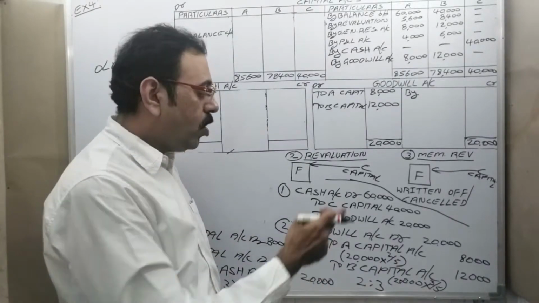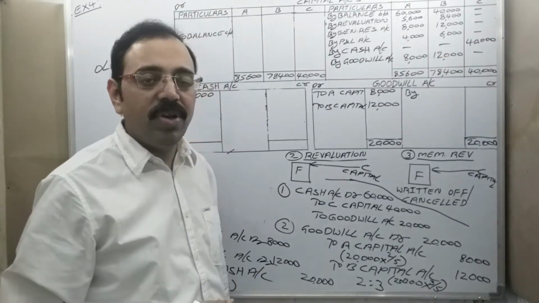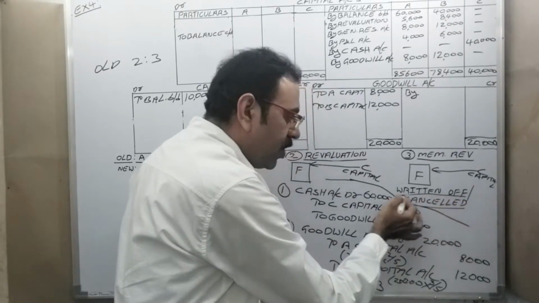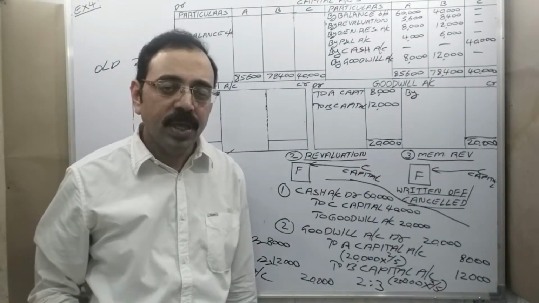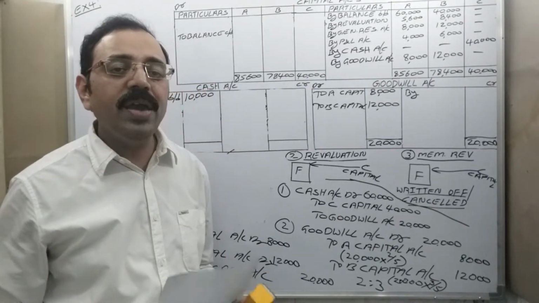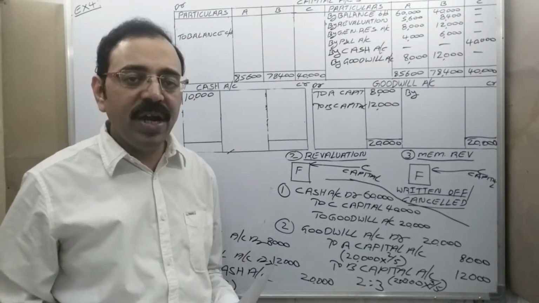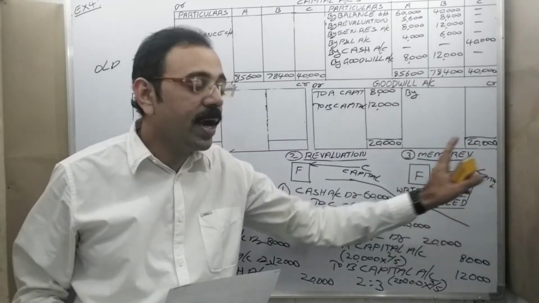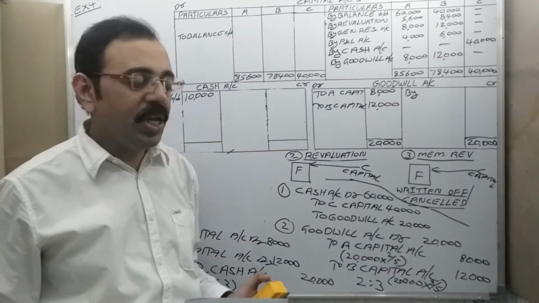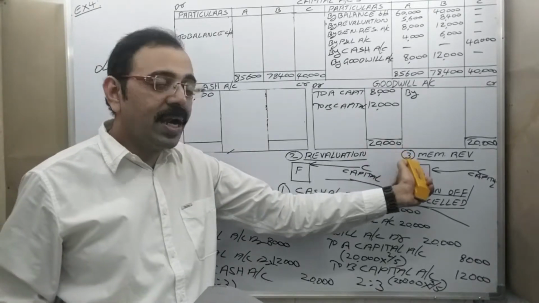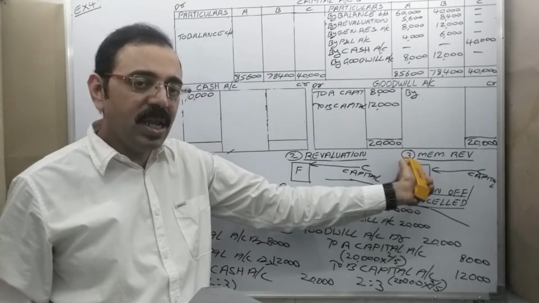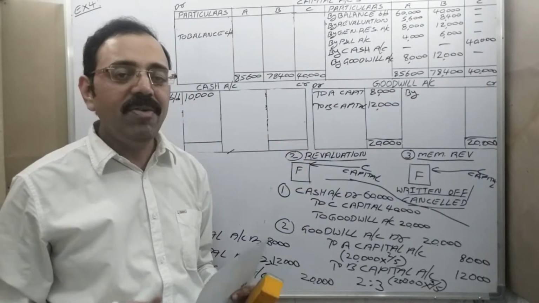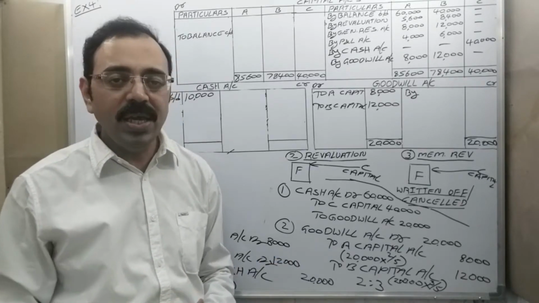Now, how to decide according to which method we should adjust the goodwill? Is he giving the words cancelled or written off? No. He is not saying that goodwill is to be cancelled or goodwill is to be written off. Since these two words are not given, this is not memorandum revaluation method. So it is not premium method, it is not memorandum revaluation method. Then which method is left? Second method, revaluation method. Under revaluation method, we should adjust the goodwill here.